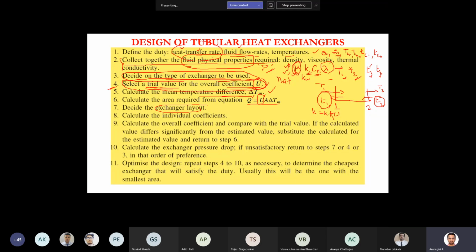Different types of fouling also we have discussed: precipitation fouling, particulate fouling, then freeze fouling, then chemical reaction fouling, then corrosion fouling, then biofouling. So the fouling resistance also has to be accounted for to calculate the overall heat transfer coefficient for better performance of the exchanger. Once that is done, I can show some slides.